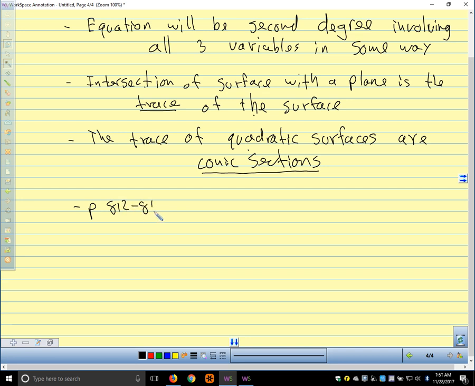On pages 812 through 813, they have a table of quadratic surfaces and their equations, what they look like. They give you some hints about the forms of the equations. You don't have to memorize the equations, but we will work with them more and more and become more and more familiar with them.